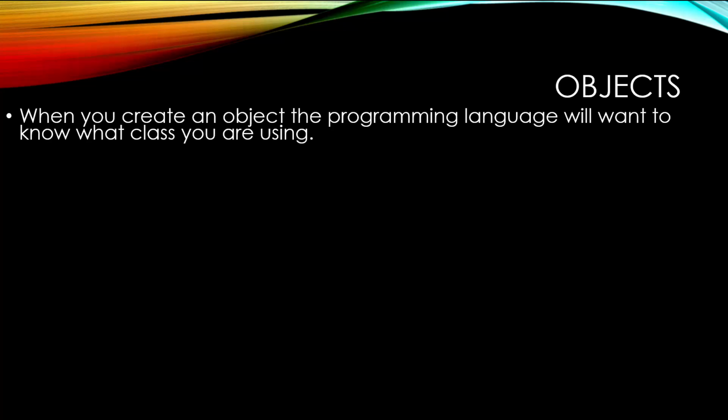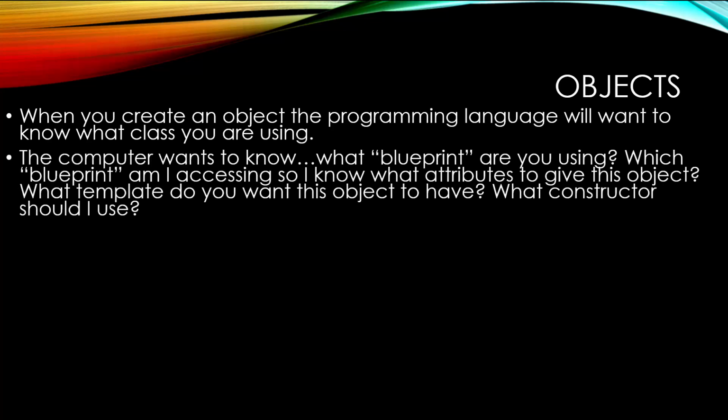When you create an object, the programming language will want to know what class you are using. So the computer wants to know, okay, what blueprint are you using for this object? Which blueprint am I accessing so I know what attributes to give this object? Because remember, each class is going to have its own set of attributes. What template do you want this object to have? What constructor should I use? What methods is it going to have? That's why we have those classes.